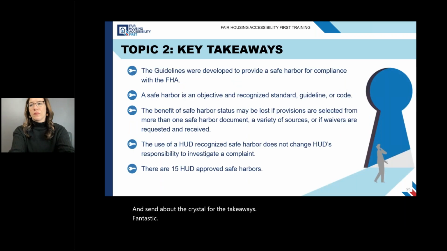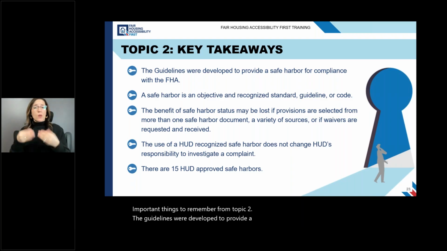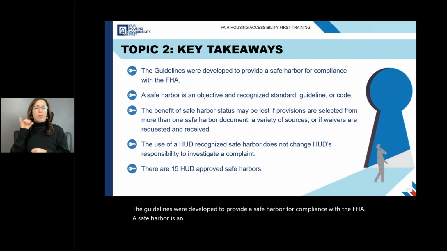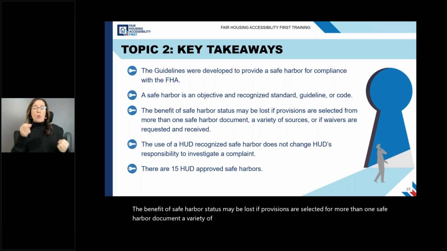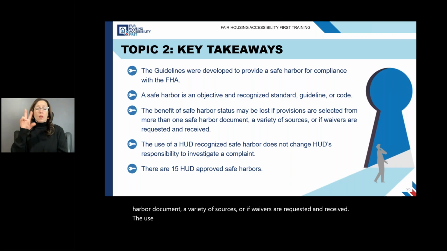Fantastic. Important things to remember from topic 2. The guidelines were developed to provide a safe harbor for compliance with the FHA. A safe harbor is an objective and recognized standard, guideline, or code. The benefit of safe harbor status may be lost if provisions are selected from more than one safe harbor document, a variety of sources, or if waivers are requested and received. The use of HUD-recognized safe harbors does not change HUD's responsibility to investigate a complaint. And there are 15 HUD-approved safe harbors.